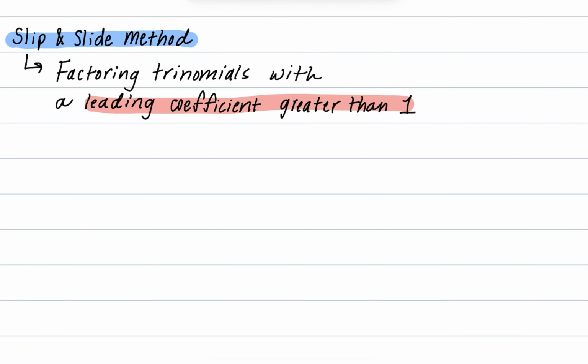So today we're going to be talking about slip and slide method. What slip and slide method is, it's a way to factor a trinomial that has a leading coefficient, the number in front, that's greater than 1. So when you first start factoring trinomials, typically you'll see something that looks like this.